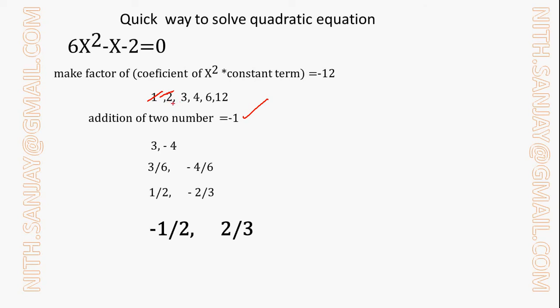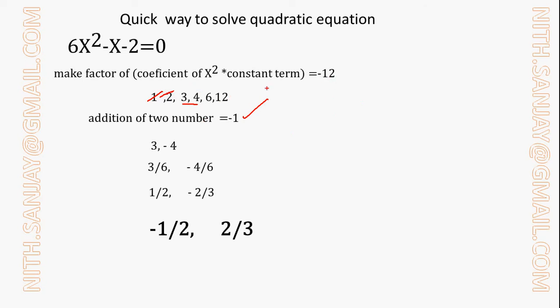I can take 2 and 6, fine, its product is 12, but its addition can never be minus 1, because 2 and 6 will never add up to neither minus 1 nor 1. So ultimately I am left with only one choice. This is 3 and 4, because its product is minus 12.